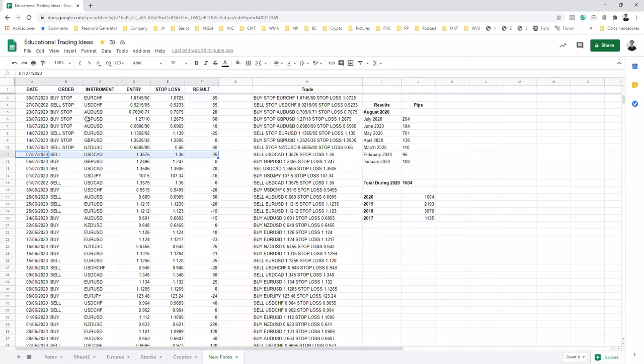All right, so why I like to show also my trades that didn't work?